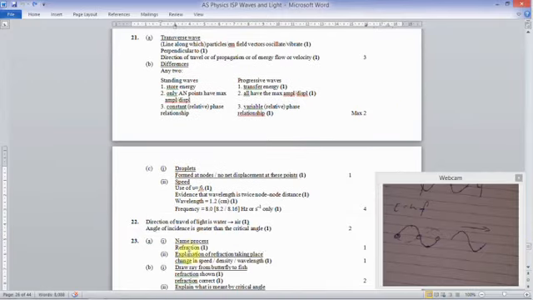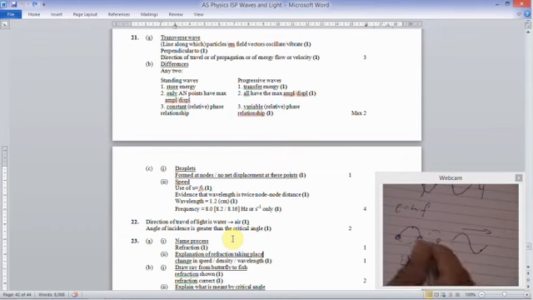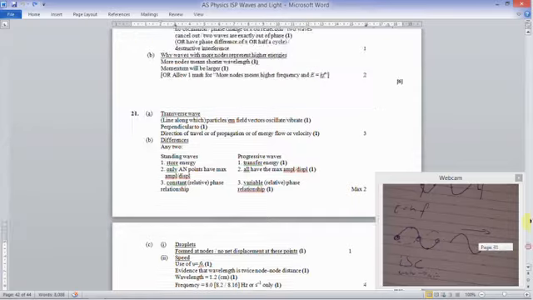So the direction of light needs to be from water to air. That's again talking about density, more dense to less dense. And the angle of incidence therefore is greater than the critical angle. So I needs to be greater than C, and it needs to be going from water into air. More dense to less dense, for total internal reflection to take place. Okay, 23.